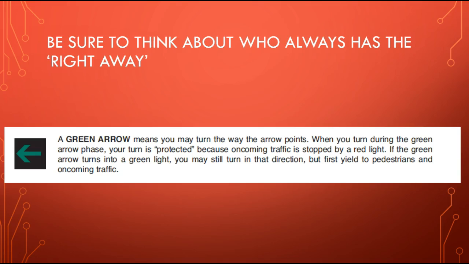I will read this one out loud. A green arrow means you may turn the way the arrow points. When you turn during the green arrow phase, your turn is protected because oncoming traffic is stopped by a red light. If the green arrow turns into a green light, you may still turn in that direction, but first yield to pedestrians and oncoming traffic. We will now have a question on who has the right of way on a green arrow.